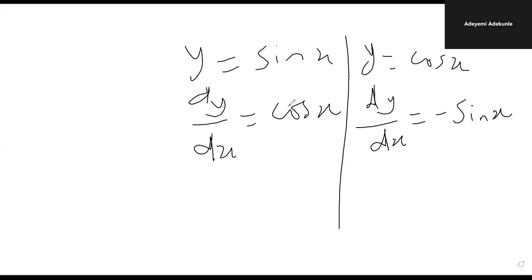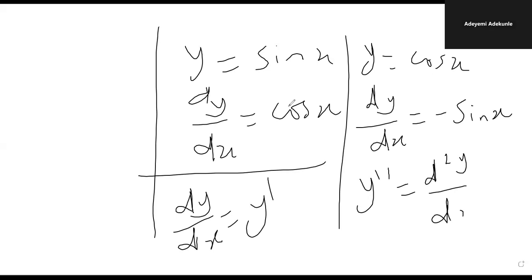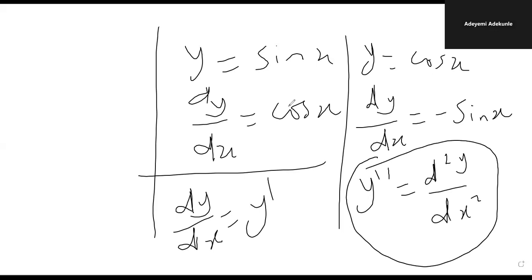Another thing that I want us to take note of is that anytime you hear dy dx, it can also be represented as y prime. That is the first derivative. If it is y prime prime, it means d squared y over dx squared. That's the second derivative, where you are differentiating twice. But for this, you are just differentiating once. Are we still together?